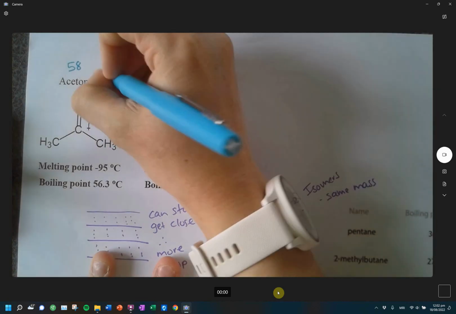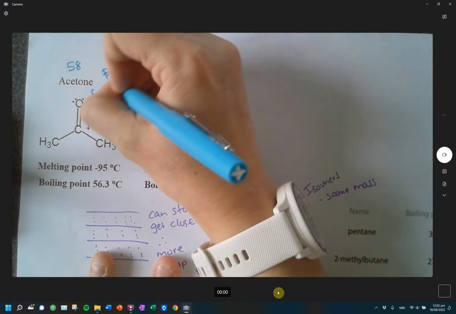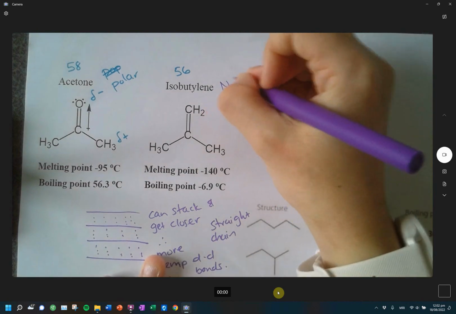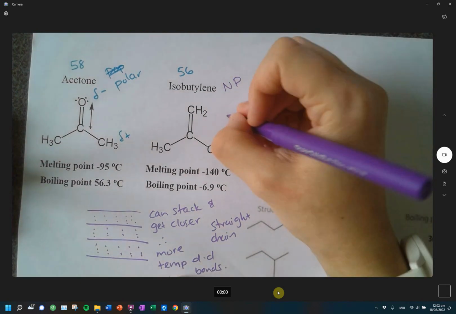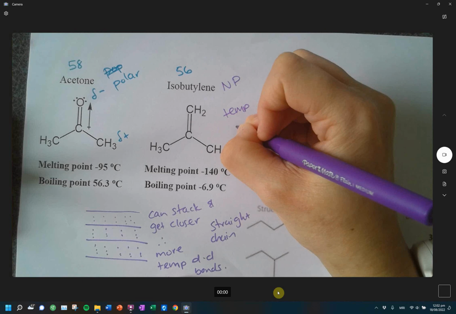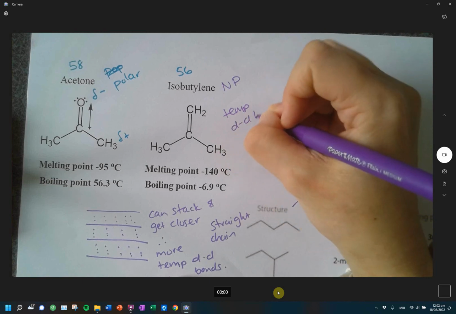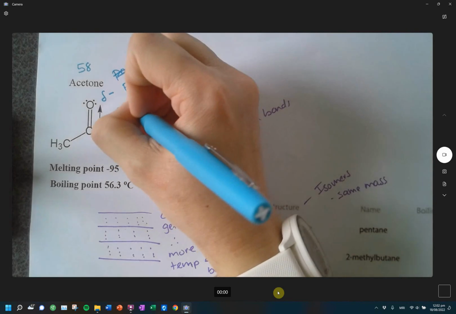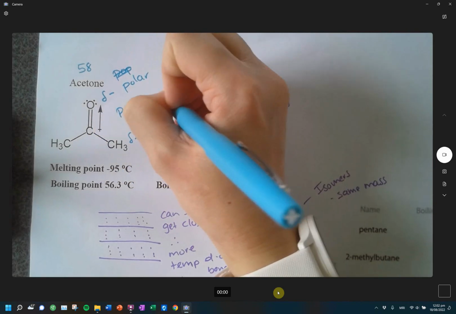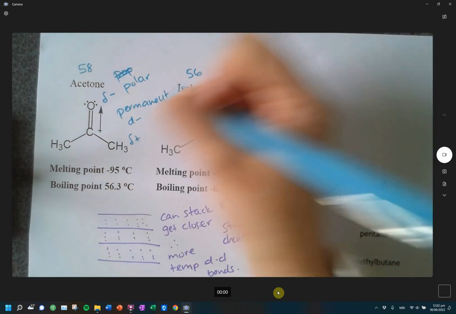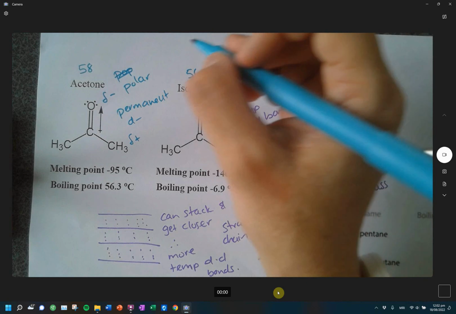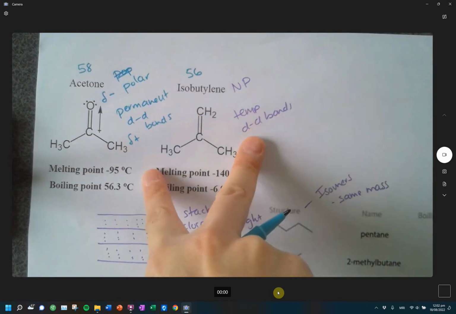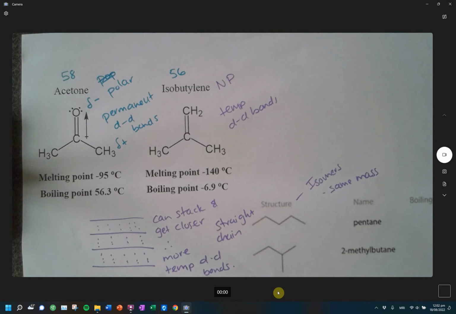So that one's polar. That one is nonpolar. So this one would only have your temporary dipole bonds. This one would have your permanent ones. And we know, as I was talking about previously, those permanent dipole bonds are the stronger of the two, and they're more likely to be there.